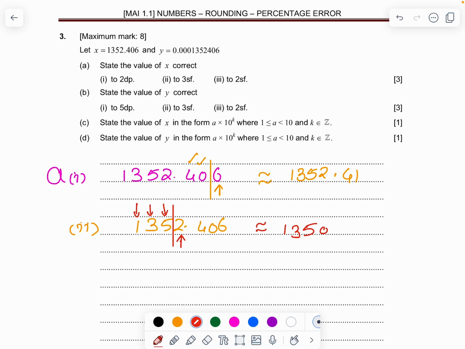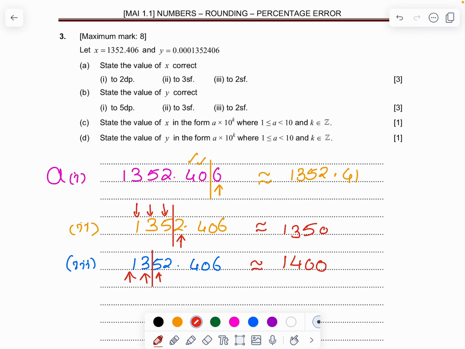Next, two significant figures. 1352.406 to two significant figures. First significant figure, second significant figure, draw a line. This number is more than 5, so make it as two zeros and add 1, 1400. This is going to be two significant figures. So see carefully what is one significant figure and two significant figures.